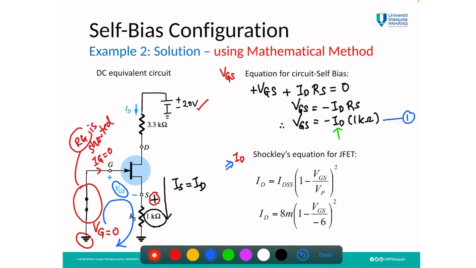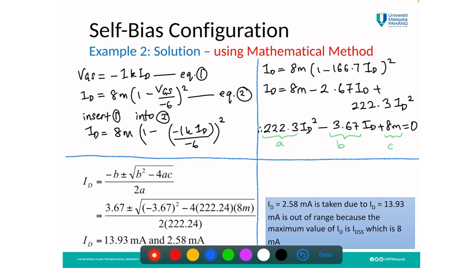Next, for the ID, we use the Shockley equation. Using this equation, insert the IDSS, insert the VP. This is the equation for the FET, and I call it equation number 2. Then we need to solve these two equations. Here VGS equals negative 1k ID, equation number 1. So we insert equation number 1 into VGS, and then we solve this equation.